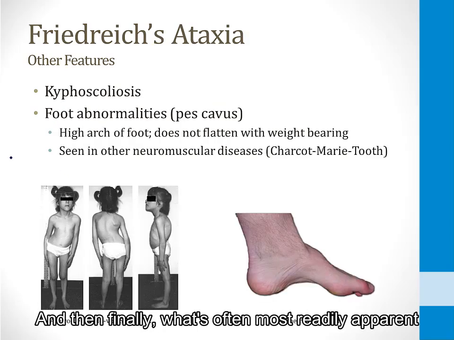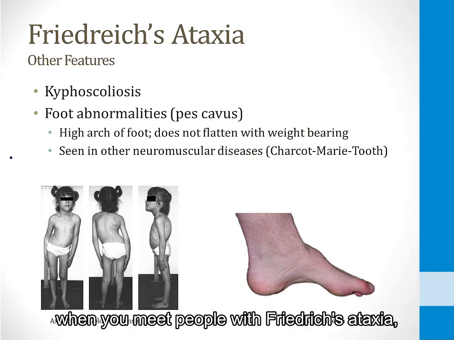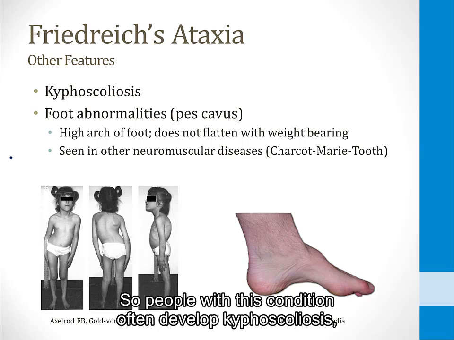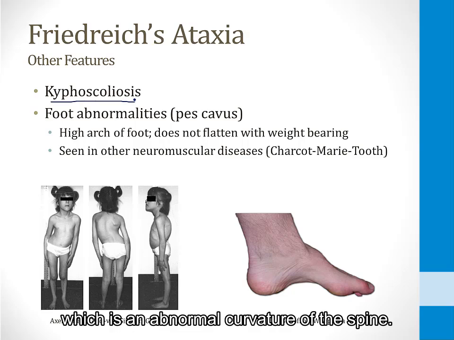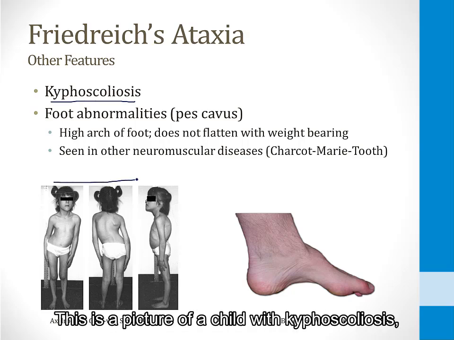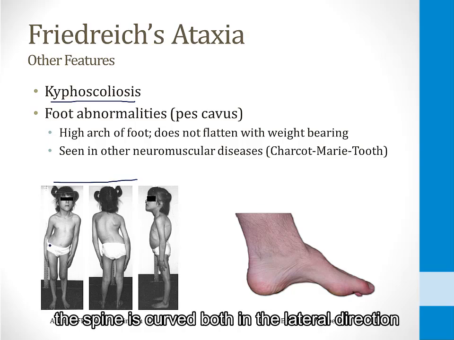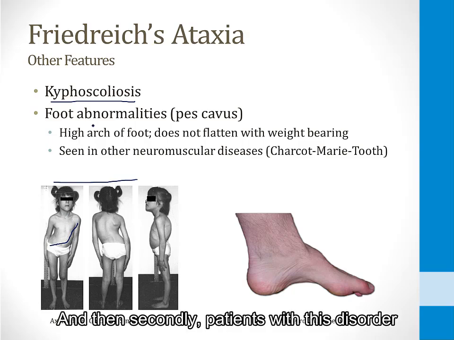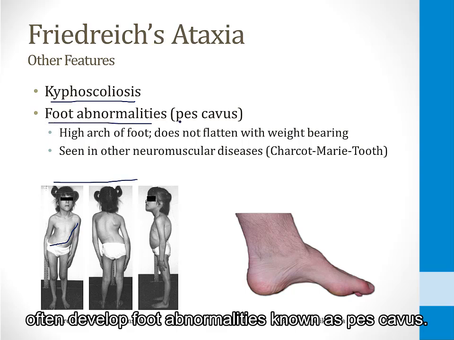And then finally, what's often most readily apparent when you meet people with Friedreich's ataxia are the spine and foot abnormalities. So people with this condition often develop kyphoscoliosis, which is an abnormal curvature of the spine. This is a picture of a child with kyphoscoliosis. The spine is curved both in the lateral direction and in the anterior-posterior direction.